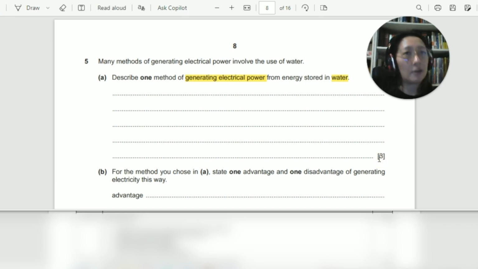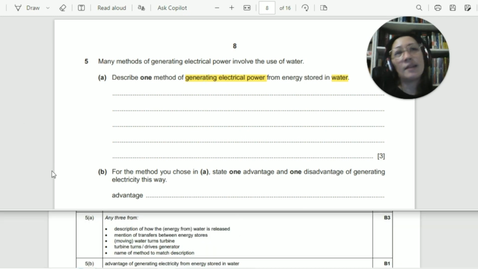Now, this is a 3-mark question. So to make it easy for you to get all the marks in this question, because it's a description question, just describe the process of generating electrical power. So let's look at the mark scheme straight away. You do need to describe how the energy from the water is released. You need to mention the transfer between energy stores. That means between one form of energy to another. How the water is able to turn the turbine as it moves. And the turning of the turbine will cause a generator to generate electricity, and the name of the method to match the description. There are 5 bullet points here.